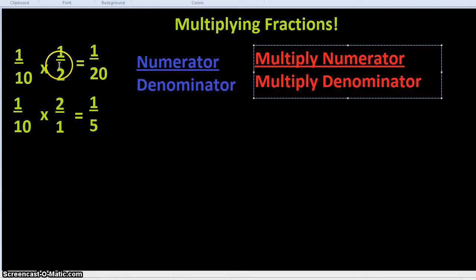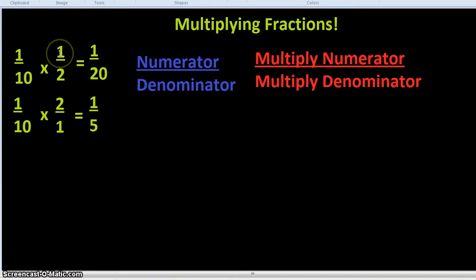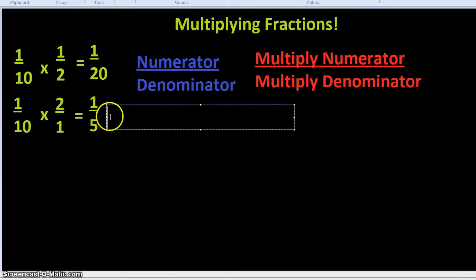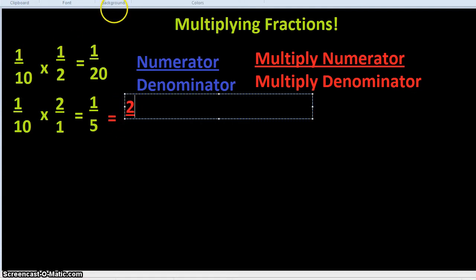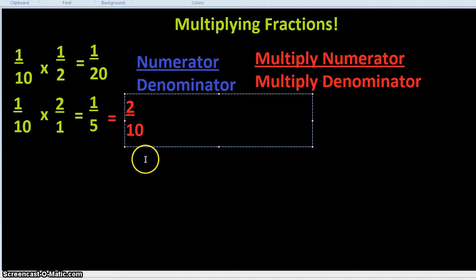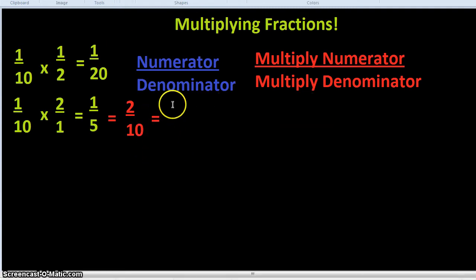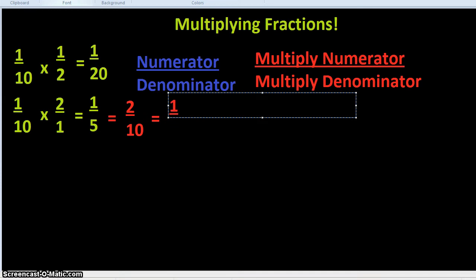In the first case, if we multiplied 1 times 1, we would get 1. If we multiplied 10 times 2, we would get 20. In the second case, 1 times 2 would be 2, over 10 times 1 would be 10. So this would equal 2 over 10. Now that is the same thing as 1 over 5. So indeed, multiplying the numerator and multiplying the denominator when you're multiplying fractions always gets the right answer.